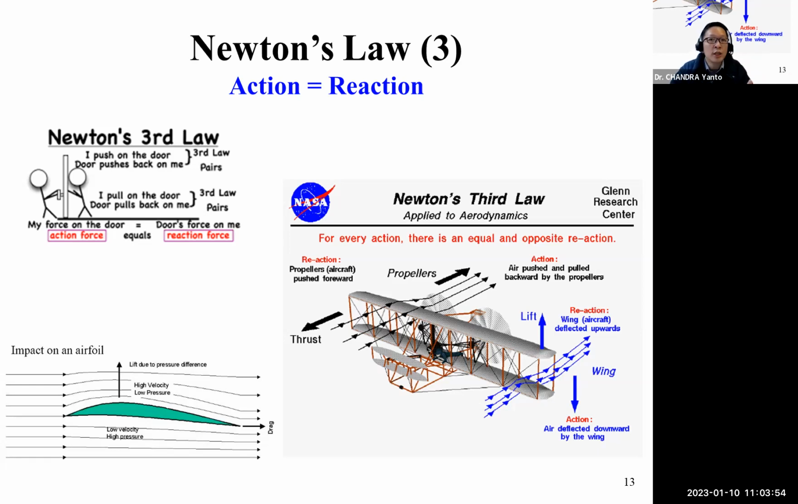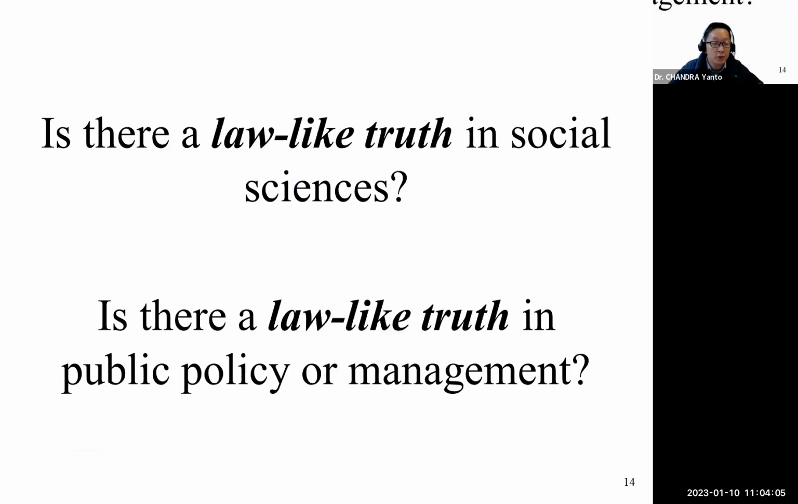Now the challenge is, do we have theories like this in social sciences that can be very useful? This is why a lot of people are doing research in social science, and why social sciences continue to exist, because we are trying to understand the world, about the truth, and how we can make the world better. So the question is, do we have a law like the law of gravity in the social sciences? Is there a law-like truth for public policy and management? This is the question I'll ask you to ponder.